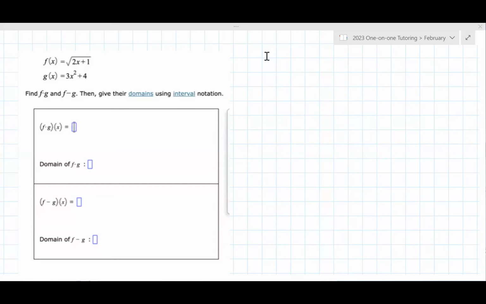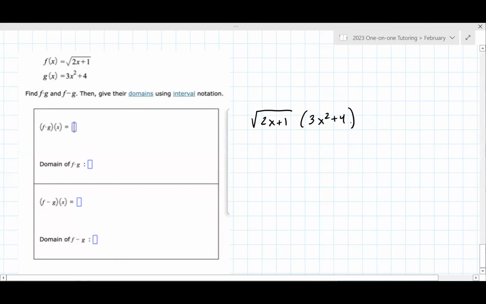All right, here we go. So the first one is to multiply f times g of x. That's the square root of 2x plus 1 times parentheses 3x squared plus 4. And there's nothing to do. Like you could multiply, but it doesn't change it. So I believe it will accept this. Is that right? Now for domain, we finally have an issue with f of x.